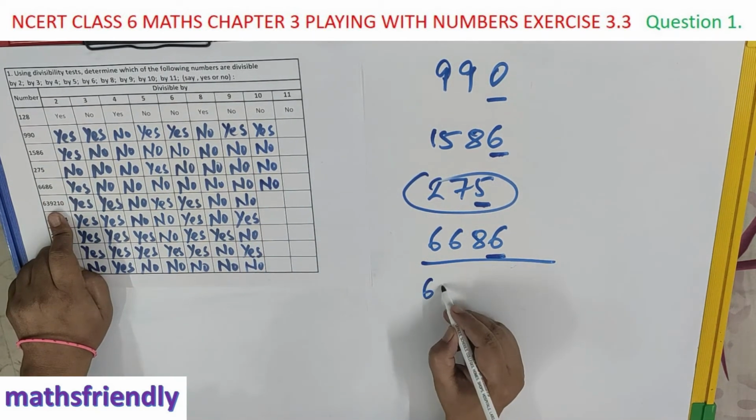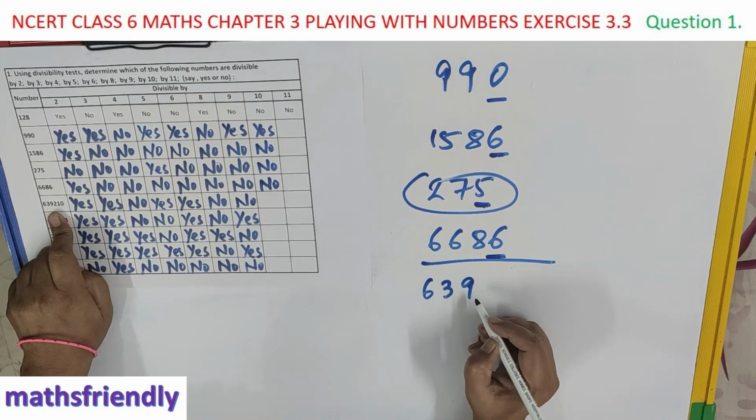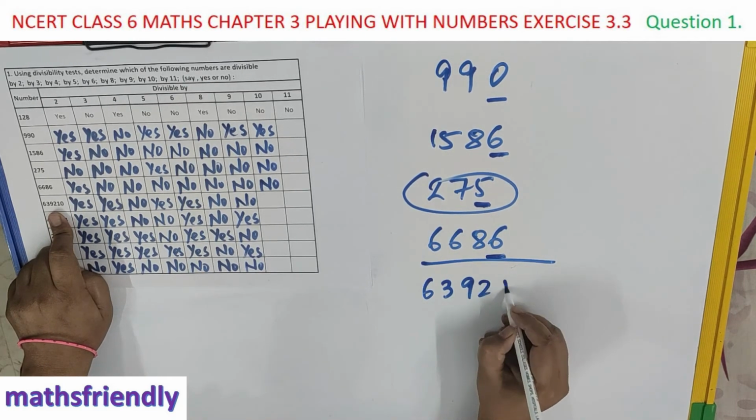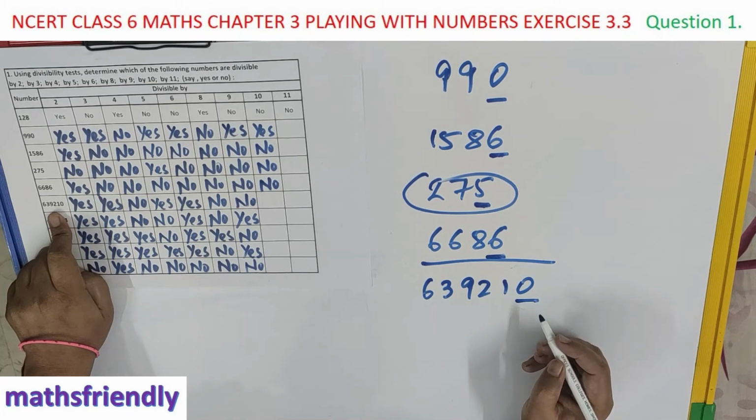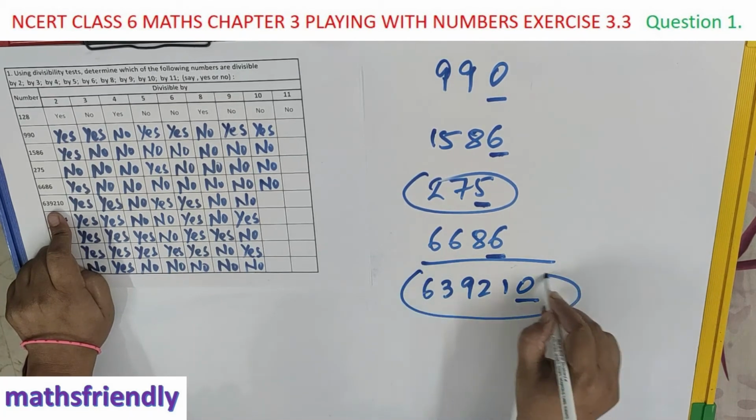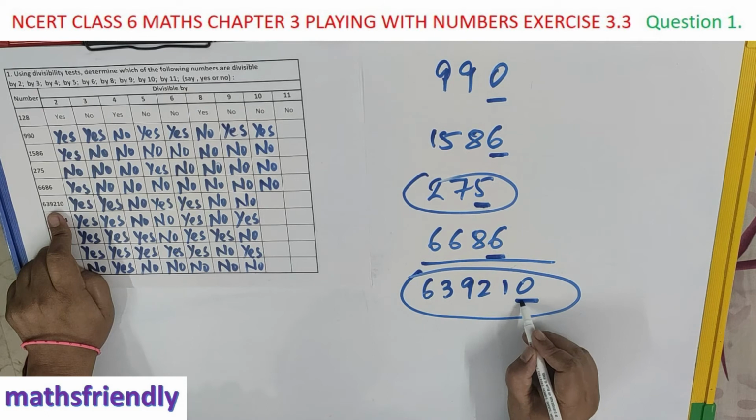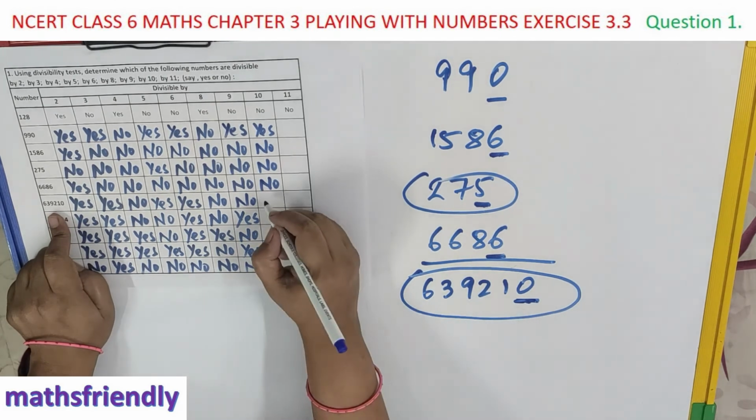The other number, which is a large number, 639210, it has 0 in its units place. So no need to divide this number. We have to just see the ones place and we can conclude, we can understand that yes, this number is divisible by 10.